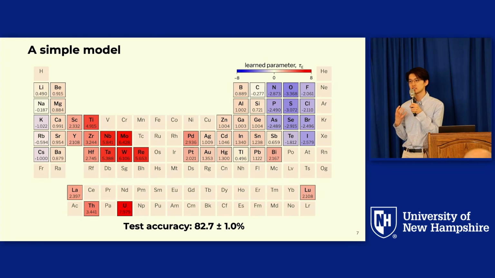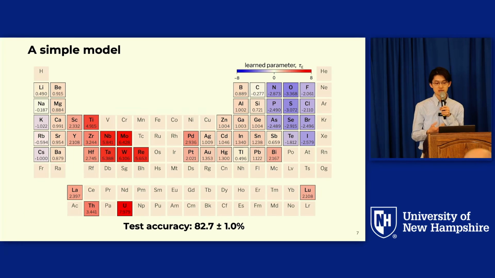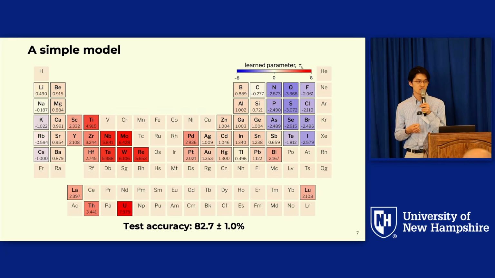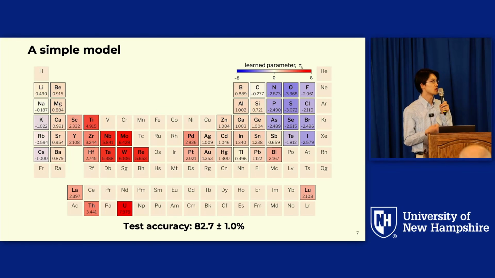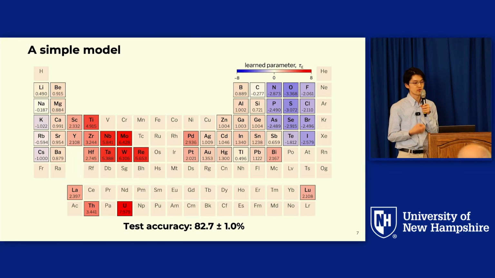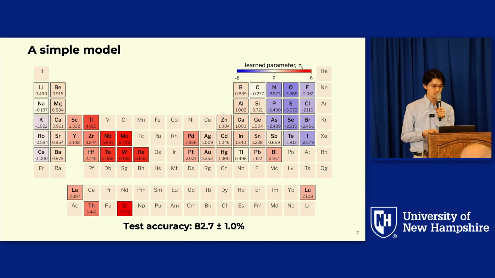This model is visualized here for you on the periodic table. The model has just one parameter for each chemical element, and that's shown here numerically and in the scale bar, where blue is negative and red is positive. For example, the parameter for lithium is 0.49, the parameter for beryllium is 0.915. And these parameters are learned from data.